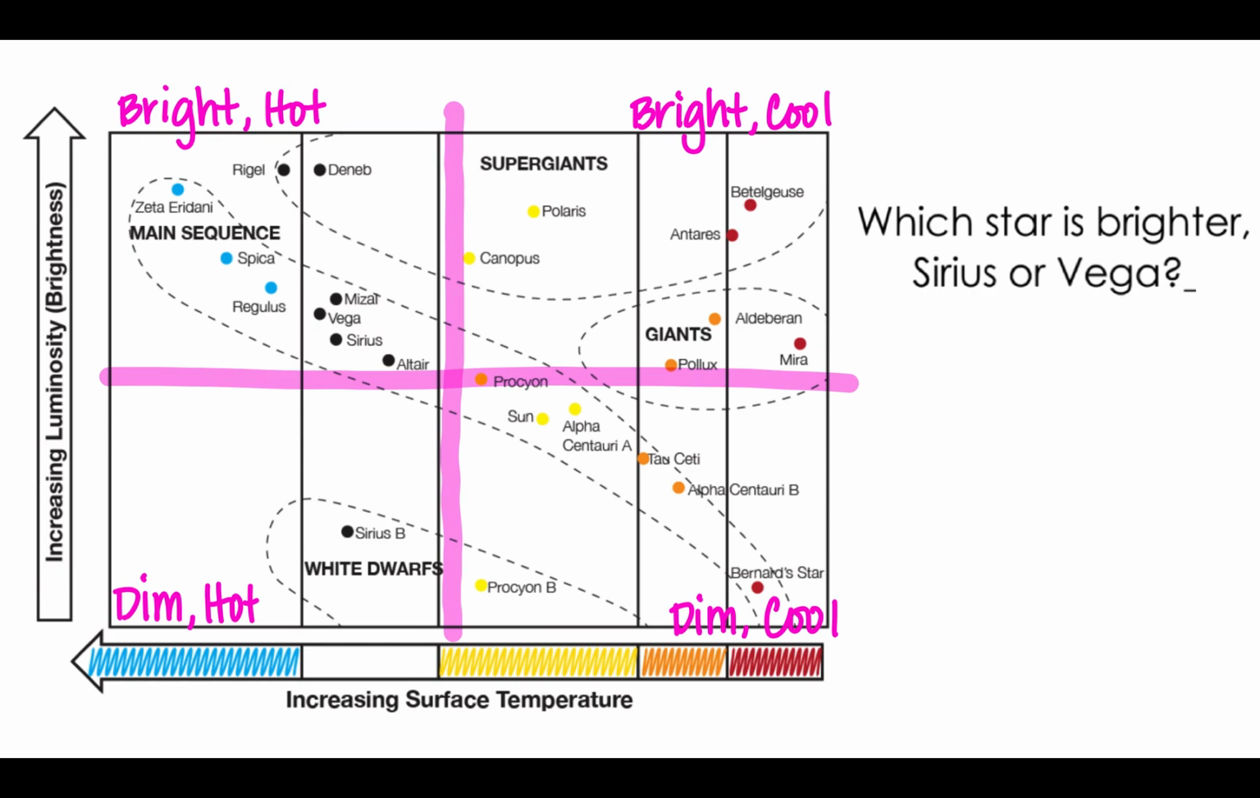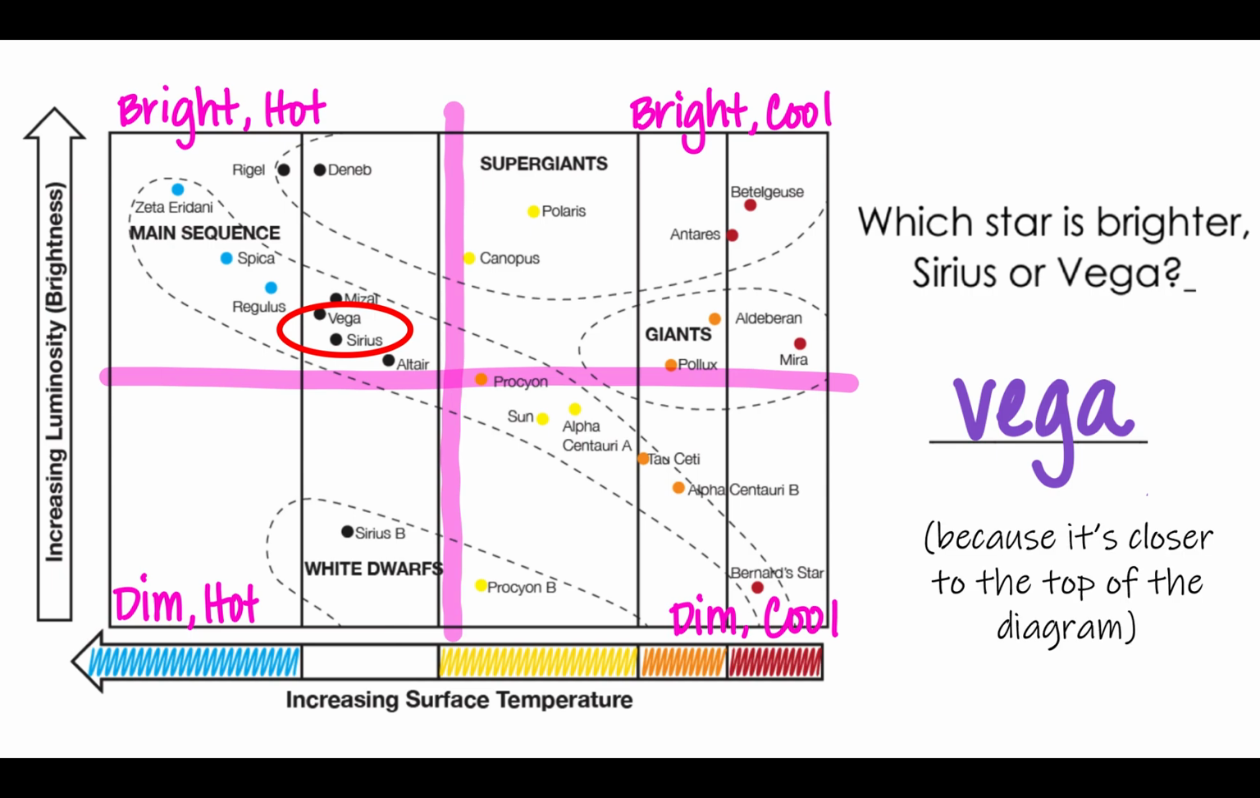Which star is brighter, Sirius or Vega? Remember, brighter stars are towards the top of the diagram. So let's find these stars. There they are. They're very close to each other. So to determine which star is brighter, we're going to look to see which one is more towards the top. So, which star is brighter, Sirius or Vega? Awesome, Vega, because it's closer to the top of the diagram, so it's brighter.